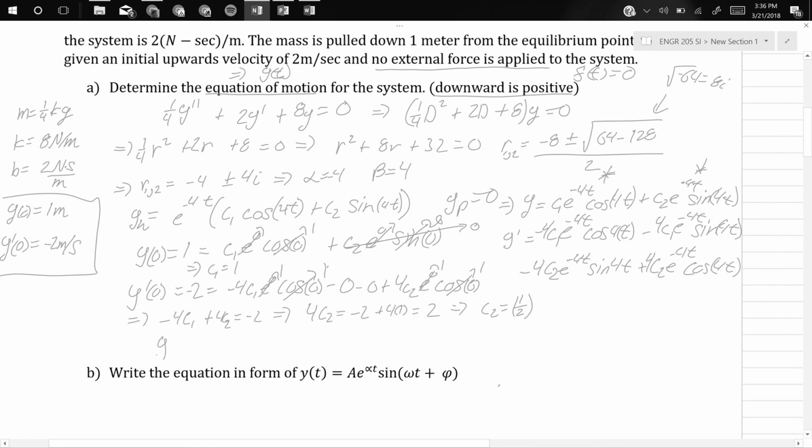So then this implies y of t equals c1, which is 1, e to the negative 4t times cosine 4t, plus c2, which is 1/2, e to the negative 4t times sine 4t. So that's your equation of motion.